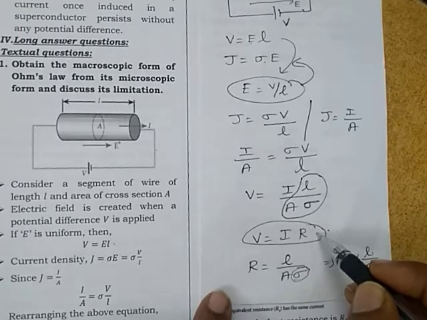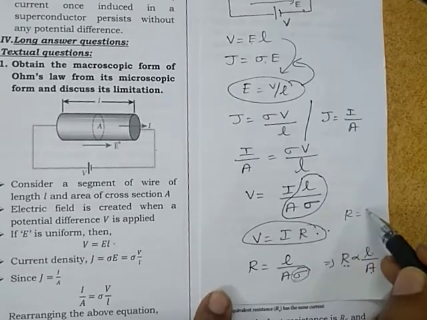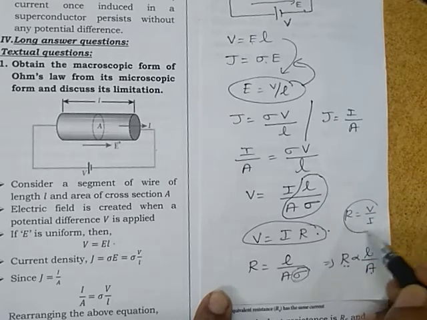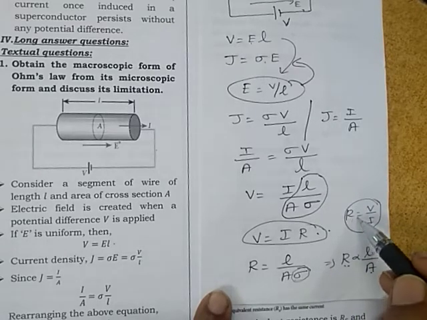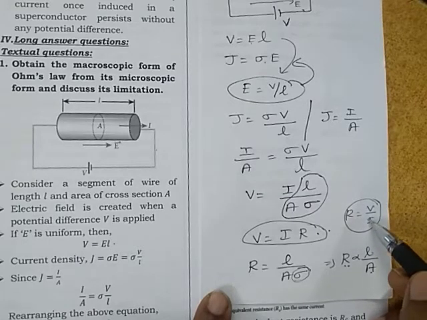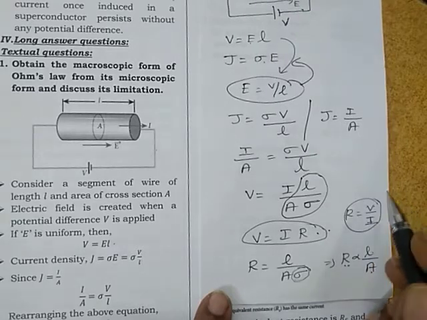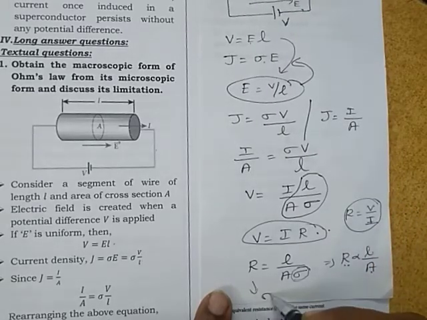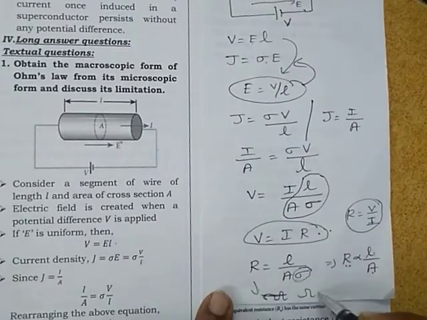One more question they will ask: R is equal to V by I. How to define resistance? Resistance is the ratio of the potential difference between the ends of the conductor to the current flowing through the conductor. The unit of resistance is ohm.